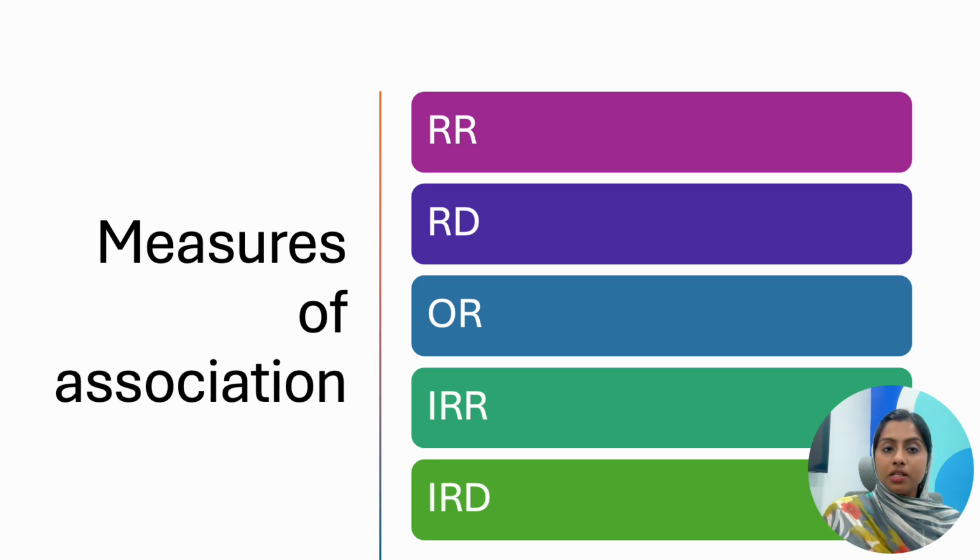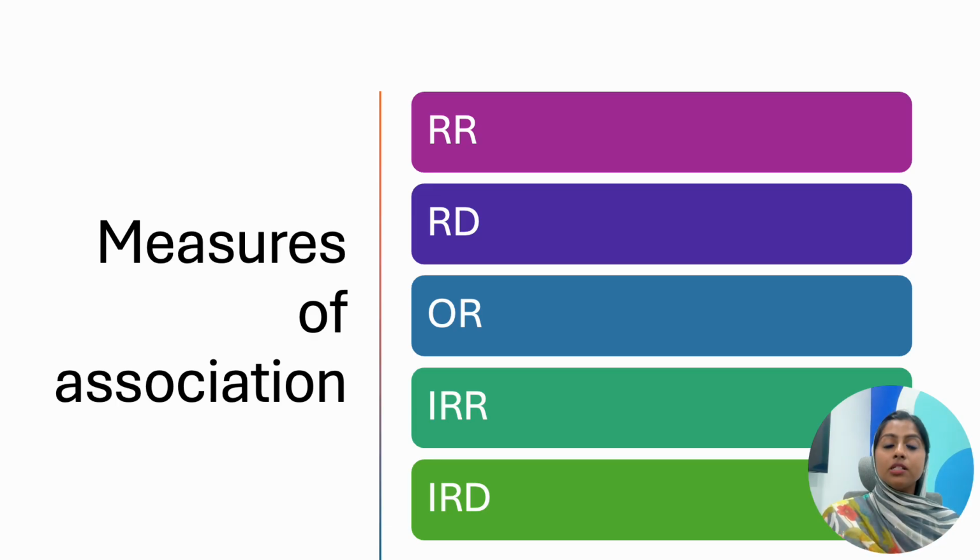So what are the different measures of association? As I've already mentioned, if you have all the data, then you can look for the absolute measures, the relative risk, the risk difference, or the odds ratio. And if there is only person time contribution, which means there is loss to follow-up or competing risk, then probably it's an incidence rate ratio and incidence rate difference.